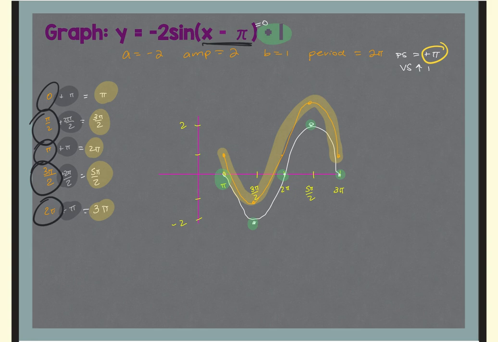Is that for being 2 periods, with 1 positive and 1 negative? No, this is only 1 period. Oh, I got it. Yeah, this is only 1 period. The other ones we can draw in either direction.